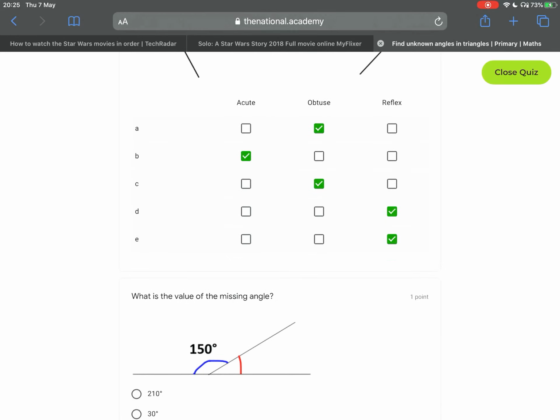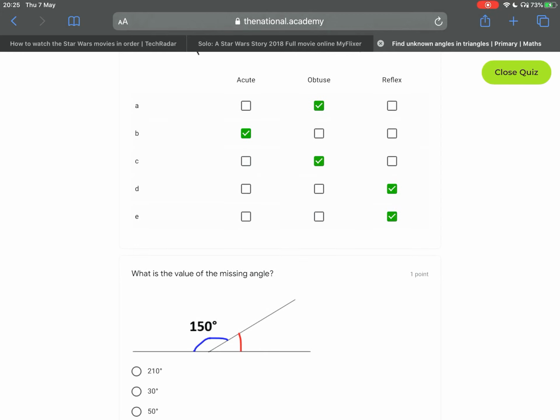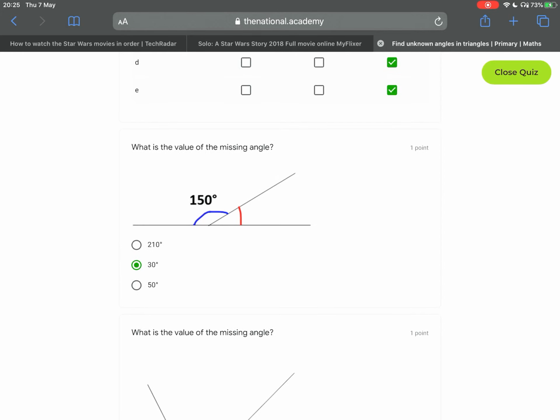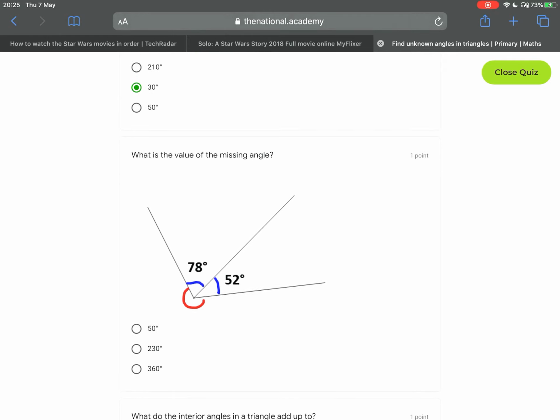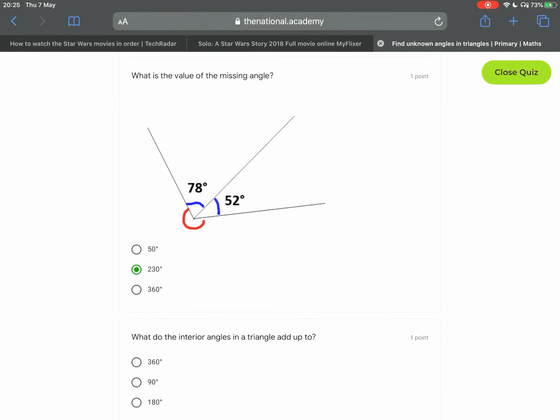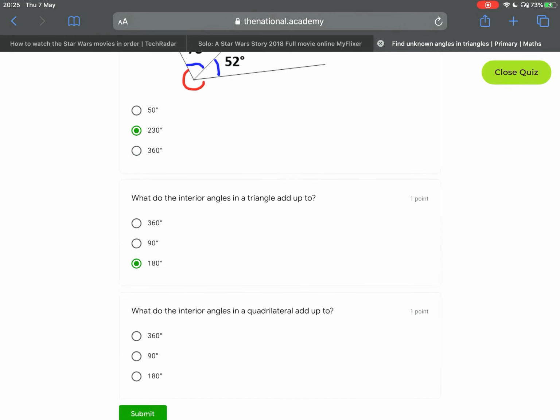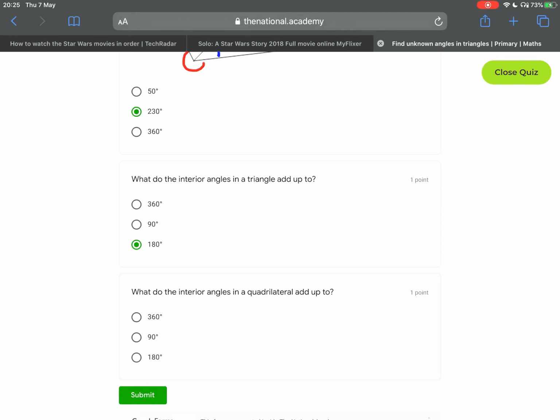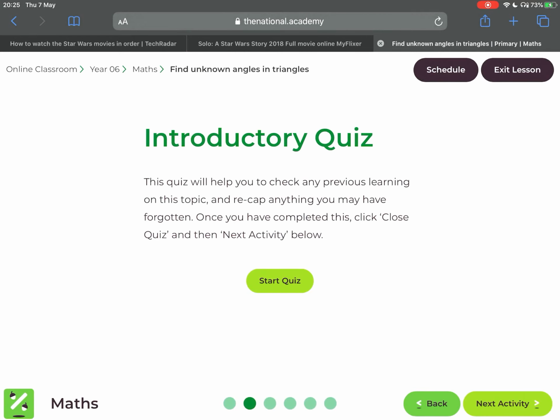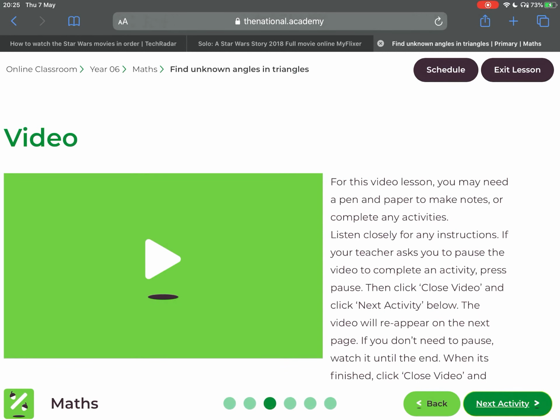What is the value of the missing angle? That's 30 degrees. What is the value of the missing angle here? That is 230 degrees. What do the interior angles in a triangle add up to? That's 180 degrees. What do the interior angles in a quadrilateral add up to? That's 360 degrees. After that, you would have your video with Mrs. Parsons. So what you're going to do in the video is learn how to calculate the missing angles in a triangle.